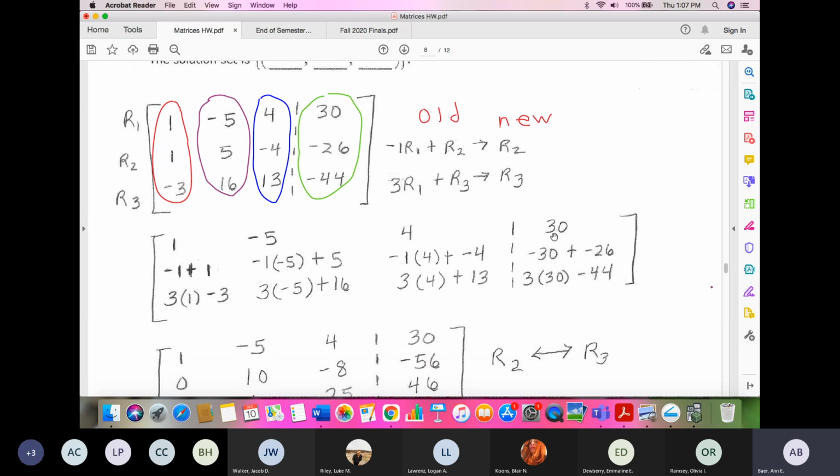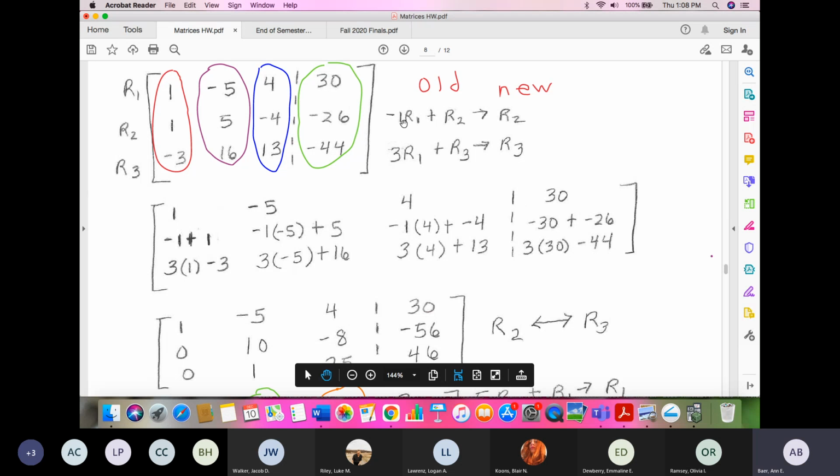So let's perform those row operations where we need to. This is what's changing in the new matrix. We're putting something in row 2, something in row 3. There's no row 1 on this side. That means we just copy over row 1 here. 1, -5, 4, 30. We can only work column by column. Let's work in the first column, in the red column here.